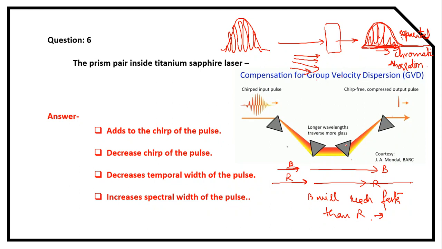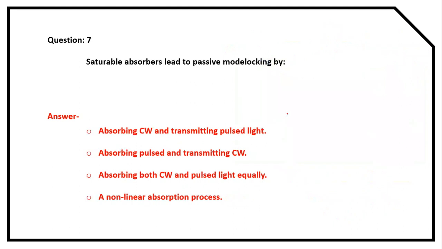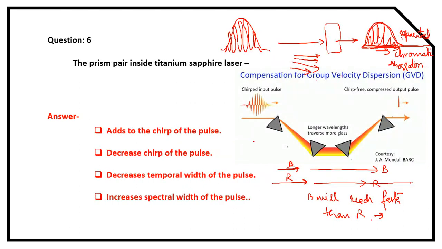What do the pair of prisms do? Say these are the pair, one, two, three, four. There are two pairs of prism. When you pass this chirped pulse through that, obviously the light beam will get dispersed or get refracted. When it gets refracted, it breaks into its components. Say this is blue and this is the red.